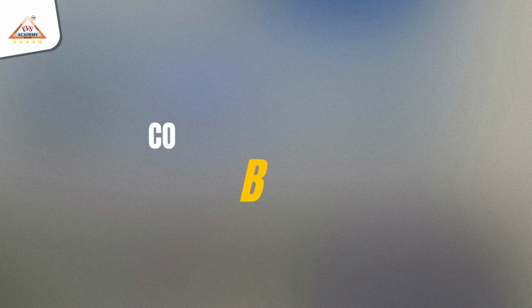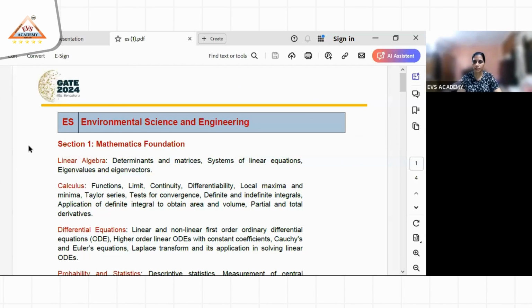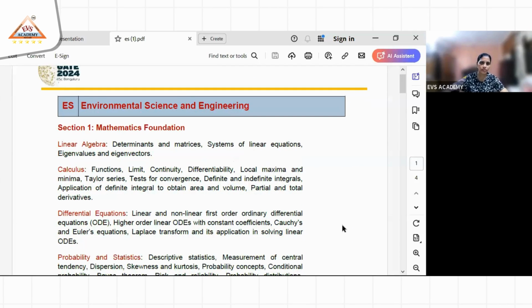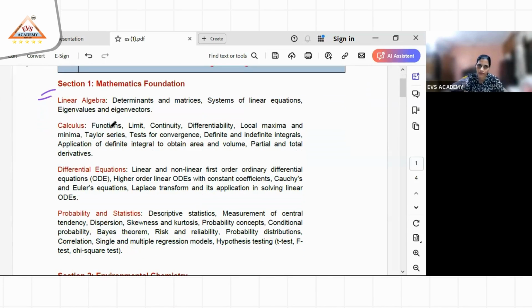Is it visible now? Yeah. Okay, so this is the syllabus, and it has 9 sections basically. In the first section, it is a mathematical general section, you can say. In our environment science and engineering exam, the questions are not that tough. From this, mathematics foundation.